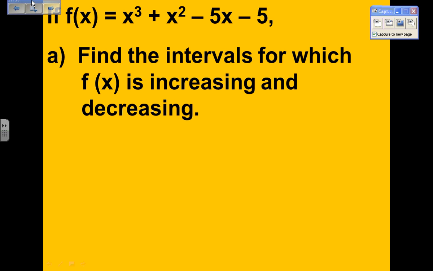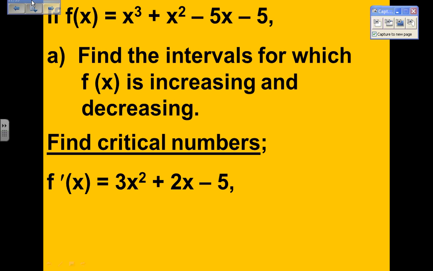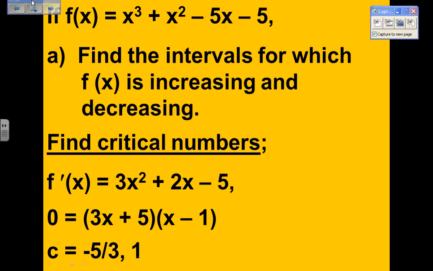What's the derivative? X squared plus 2x. Very good. The derivative, 3x squared plus 2x minus 5. So those are critical numbers. How do you find those, Matthew? Right, and use your quadratic program. What'd you get? 1 and negative 5/3. So those are the critical numbers. I factored it. You could have used the quadratic.